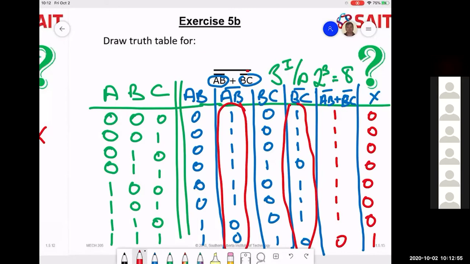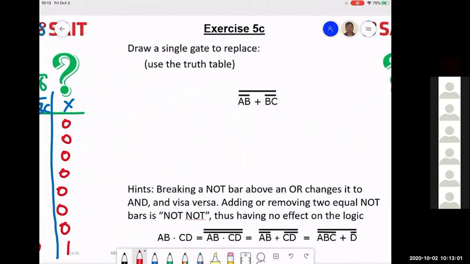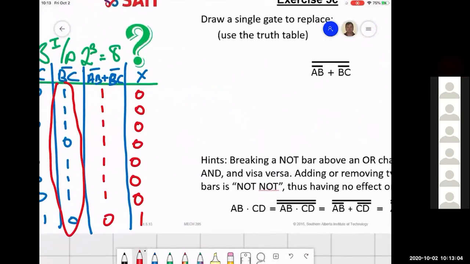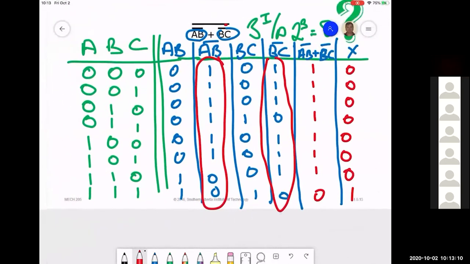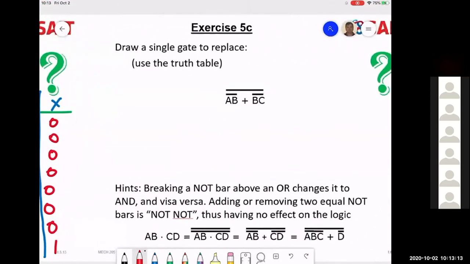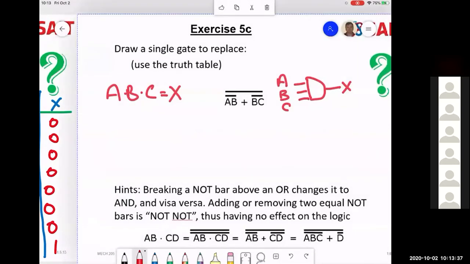So from exercise 5b, we get to exercise 5c, draw a single gate to replace that. So we use the truth table, but we can see from our truth table that A and B and C was the only thing that equaled X. A and B and C equals X. Drawing the single gate. Which is going to be something like that. So I'm going to give you a hint here how to simplify.